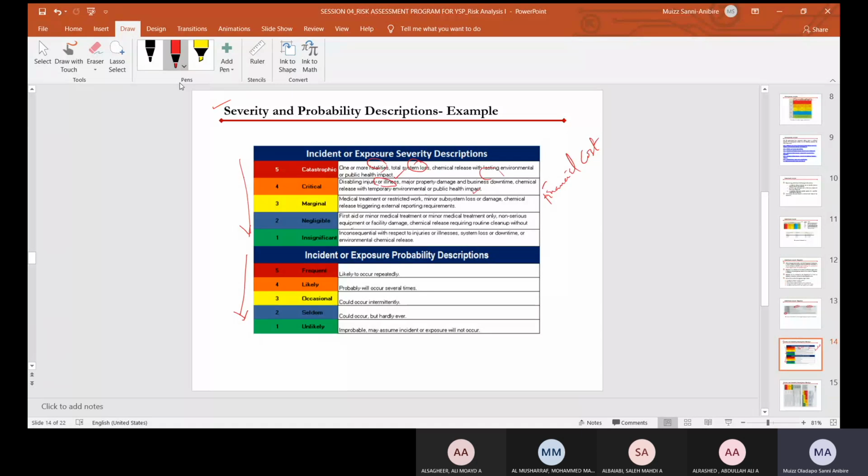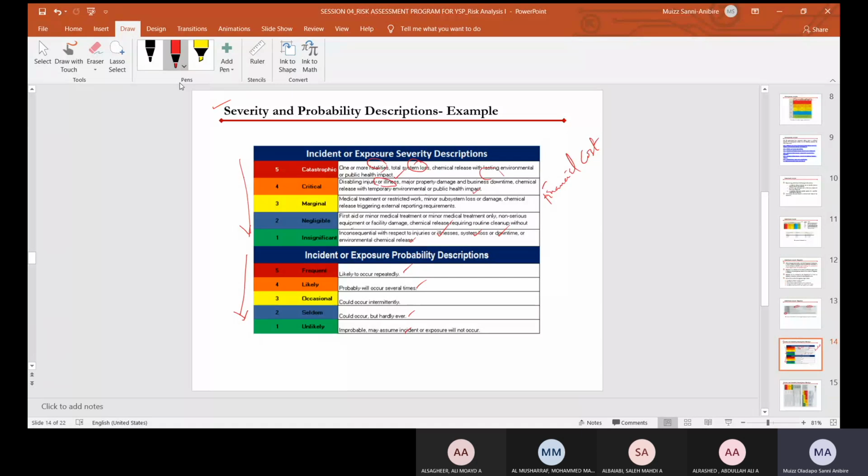So similarly, let's look at the last one. Here it says inconsequential with respect to injuries or illnesses, which means it doesn't lead to any of that. A system loss or downtime is also inconsequential, which means it doesn't affect that or environmental chemical release. Now let's look at the likelihood or probability. Here it simply says likely to occur repeatedly, probably will occur several times, could occur but hardly ever, improbable may assume incident or exposure will not occur.